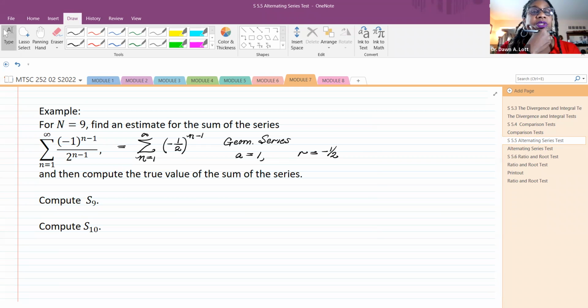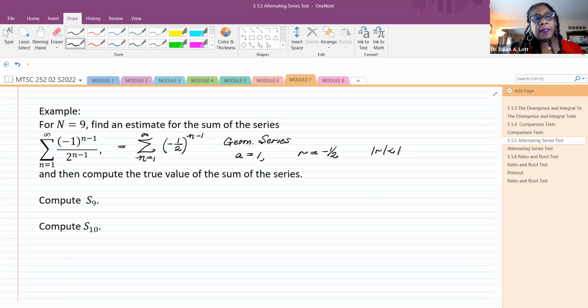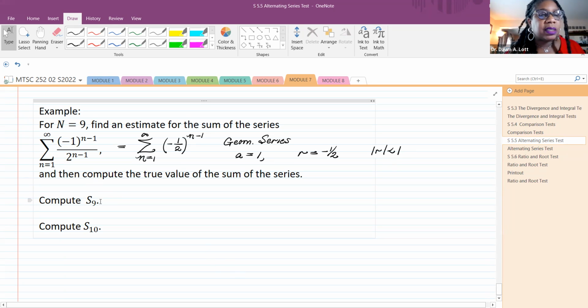Whoa, y'all should be screaming that answer. The absolute value of R has to be less than 1. Okay, so the absolute value of R is less than 1, that converges. Okay, so I'm going to compute S9. S9 says, I need you to add up the first 9 terms.